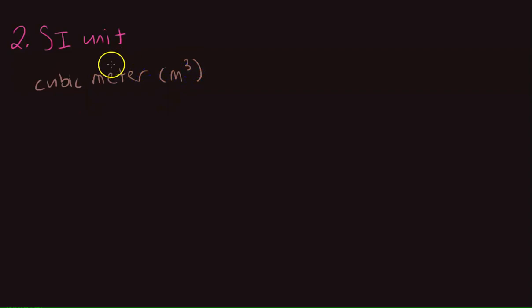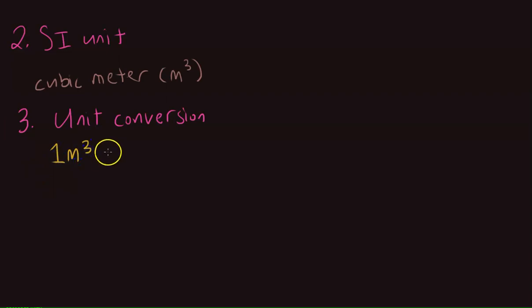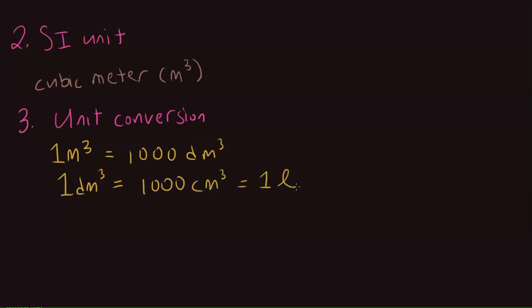Okay, so the second part for this whole liquid volume, number 2, would be to talk about its SI unit. Its SI unit is actually, let me change color right here, cubic meter, which is meter to the power of 3. So this is cubic meter. And to convert it from different units, let me show you. 1 cubic meter would be equal to 1000 decimeter cube. And 1 decimeter cube is the equivalent of 1000 centimeter cube, which is 1 liter. Okay, so hopefully that's clear.